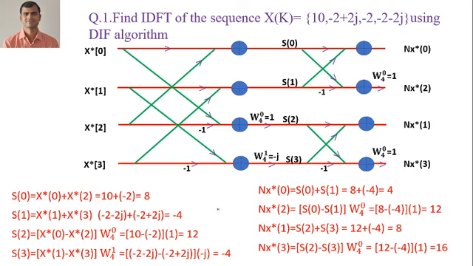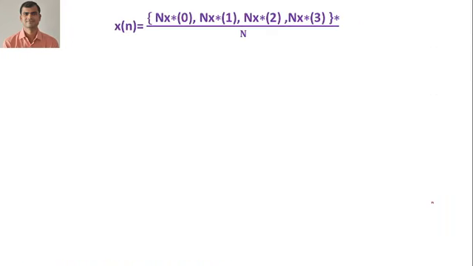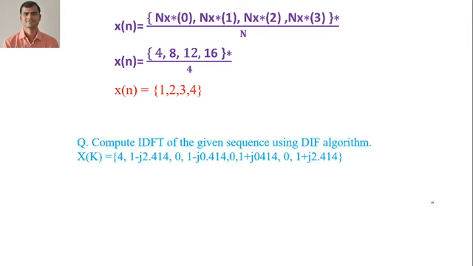So the procedure will remain same, and after getting this output we have to take the conjugate of this value and divide it by capital N. So after taking the conjugate and dividing by capital N, we will be getting the answer as 1, 2, 3, 4, and also we have to cross verify: summation of x of k divided by capital N is the value of x of 0. In this way we can calculate the inverse DIF FFT algorithm of a given sequence x of k.